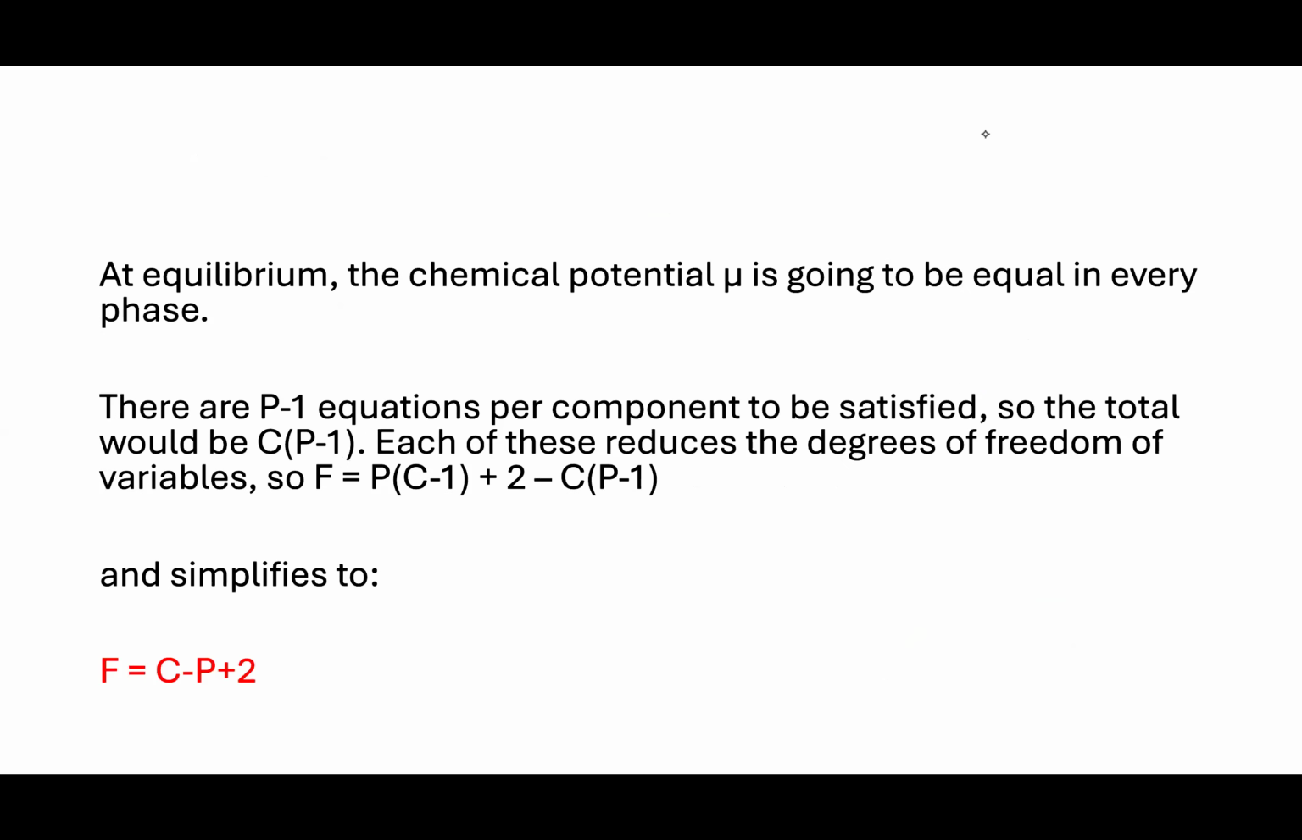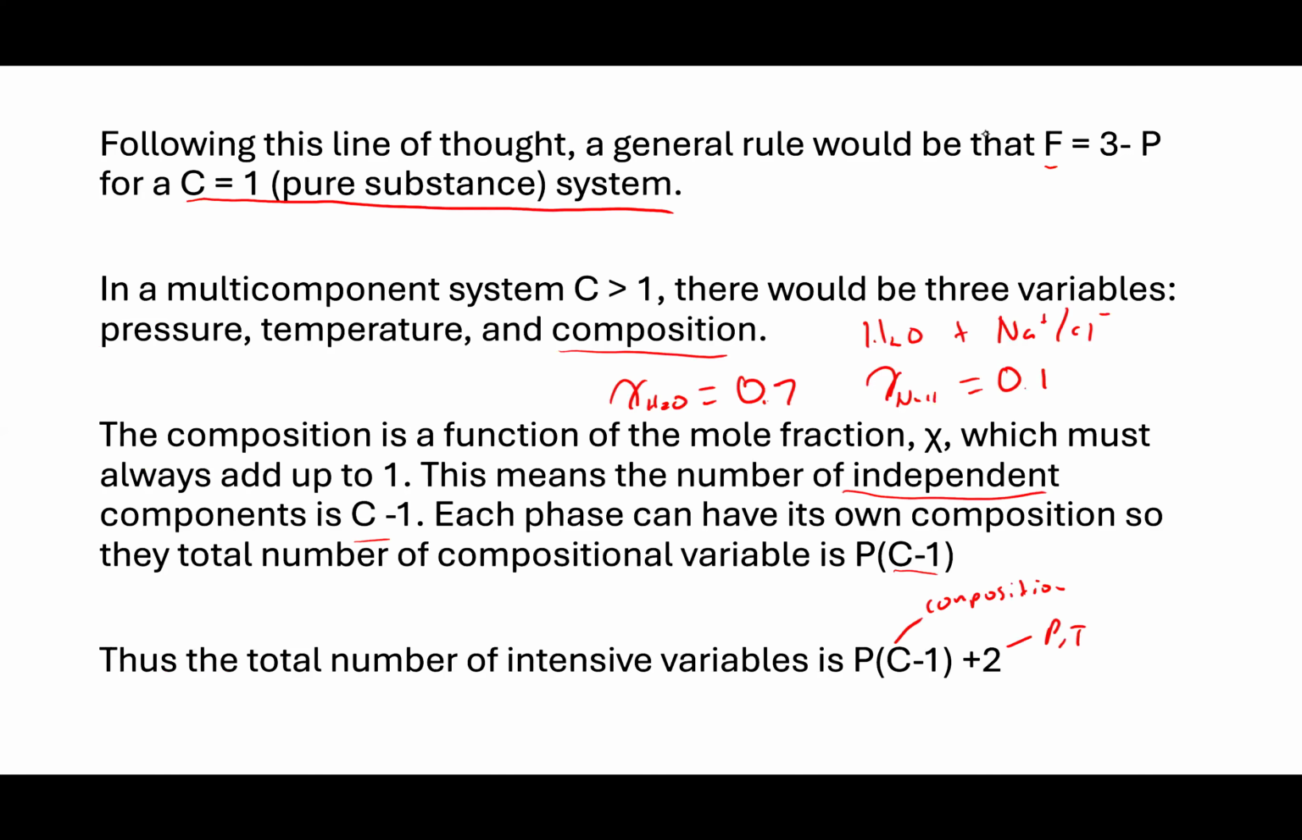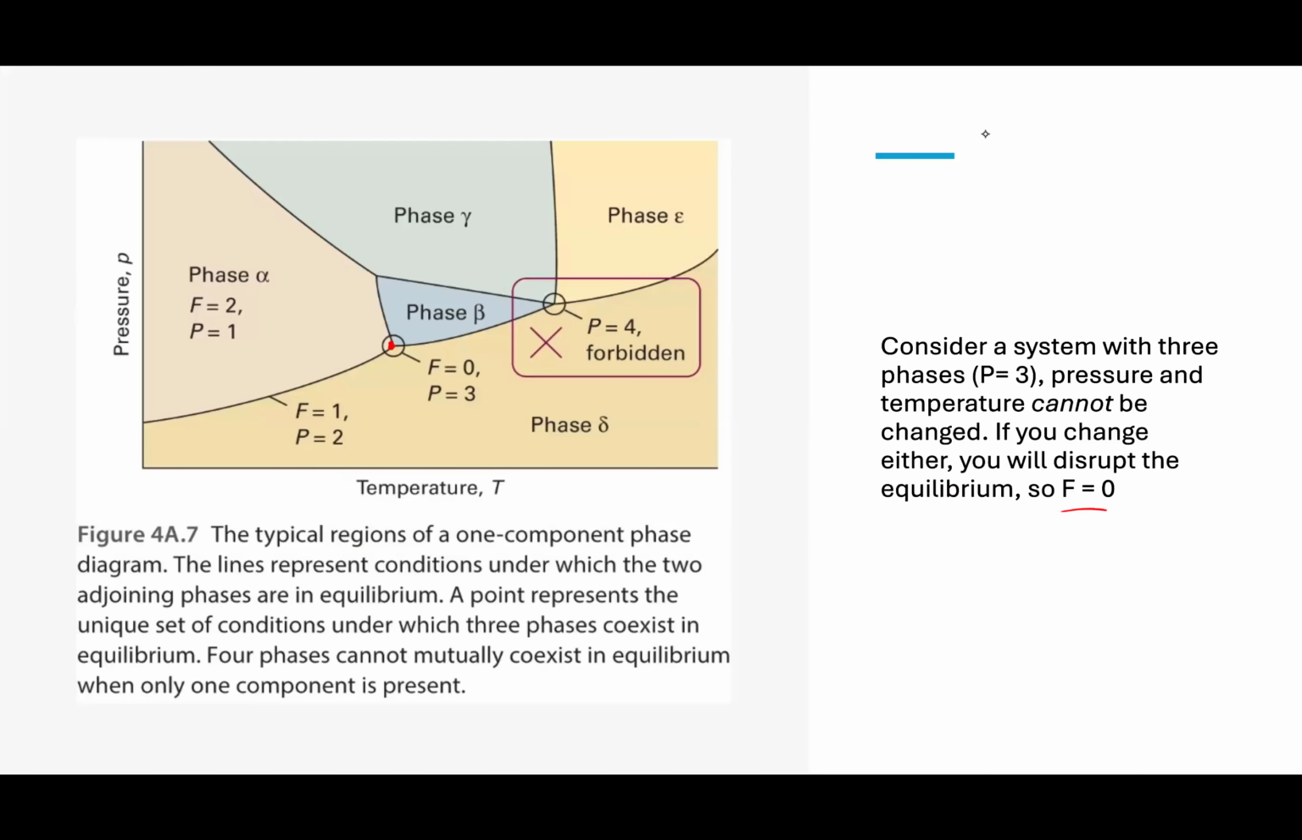So again, as we know for sure, at equilibrium the chemical potential mu is going to be equal in every single phase. Every phase that connects, they have to be equal. There are going to be P minus 1 equations per component to be satisfied, so the total would be C times (P minus 1). So here's a little mathy math stuff to go back and consider.